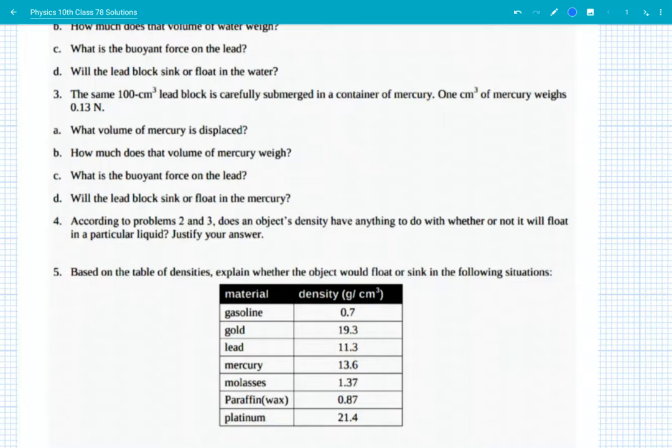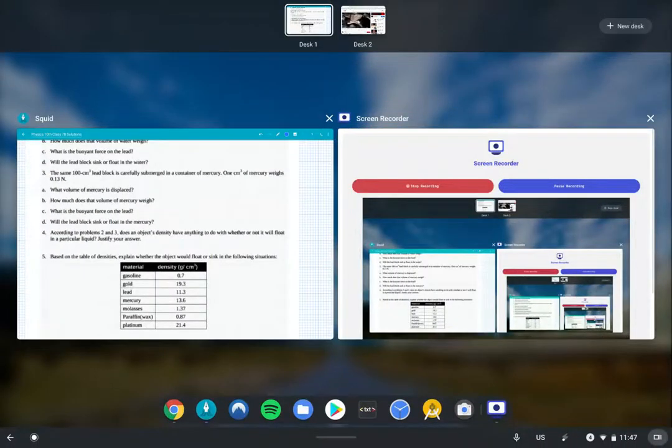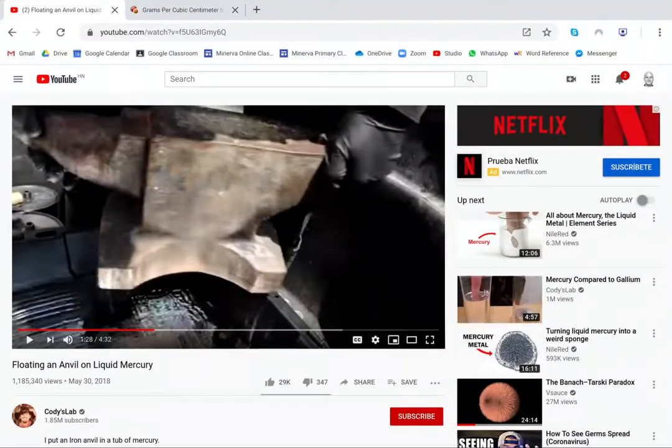I'm going to show you guys a super cool video. When you watch videos of mercury and how mercury interacts with other objects, it's very counterintuitive because you think that metal would sink in a liquid, but watch this, it's crazy.